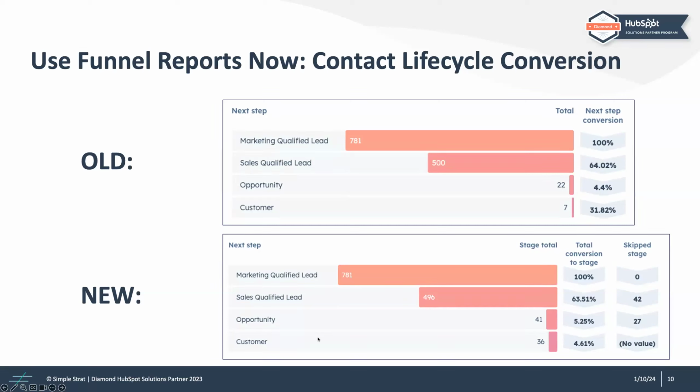With the new way, when you do mark those stages as optional, what it's going to show you is total conversion. So it's going to show you essentially for every step, what percentage of our marketing qualified leads, so what percentage of the people at that first step made it to the step we're looking at. So in this example, we've got sales qualified lead. It should be about the same. So 63.5% of our marketing qualified leads became sales qualified leads. And then 5% of our marketing qualified leads became opportunity, and 4.6% of our marketing qualified leads became customers. So it's a little bit different conversion metrics. So we're answering different questions depending on the report that we're looking at.